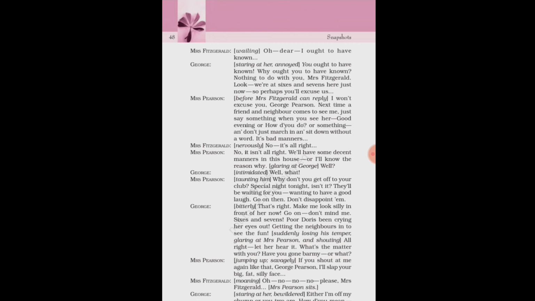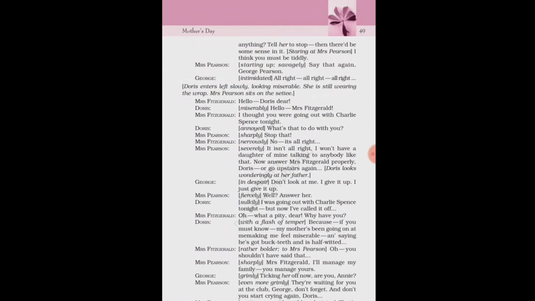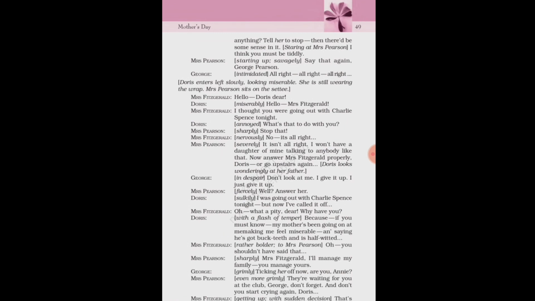So Mrs. Fitzgerald says, oh no, Mrs. Fitzgerald, no. So George gets confused and asks why is she telling herself no, Fitzgerald, when she herself is Mrs. Fitzgerald. Anything, tell her to stop. Then there would be some sense in it. Staring at Mrs. Pearson. I think you must be tidy. Mrs. Pearson starting up. Say that again, George Pearson.